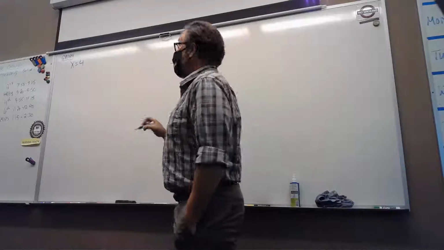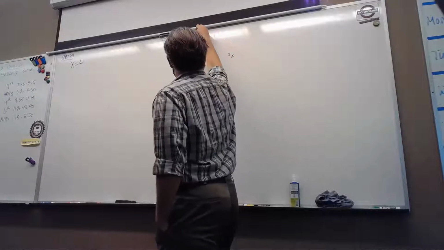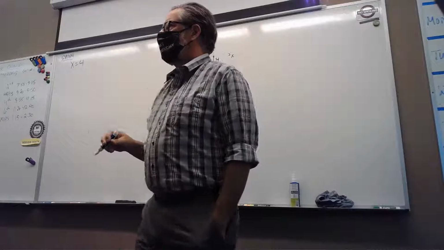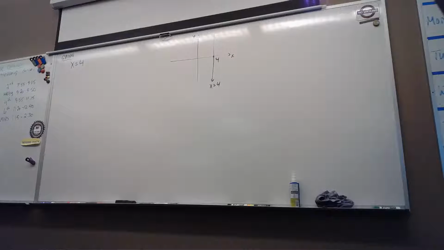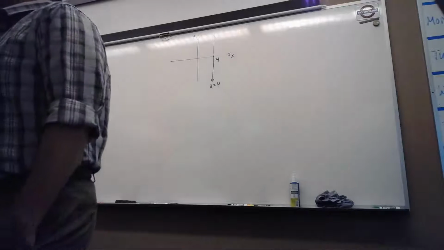Agreed? There's X's, there's Y's. You okay with that? Anybody got a different way to graph X equals 4? Different kind of graph? What other kind of graph can we graph numbers on?